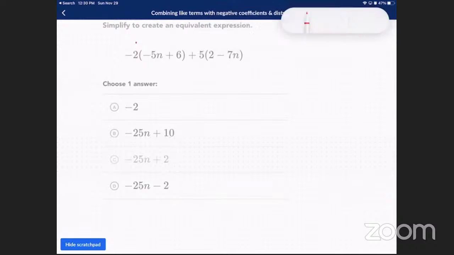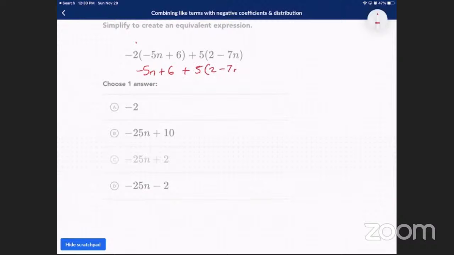So we have here negative 5n plus 6 plus negative 2 minus 7n. Let's try this again. We're going to go ahead and take this. Here we get negative 12 on this side. Here we get negative 10n. Forgot to do that.